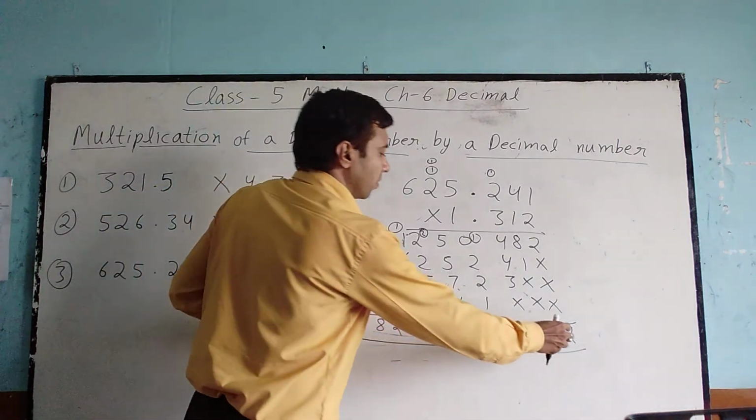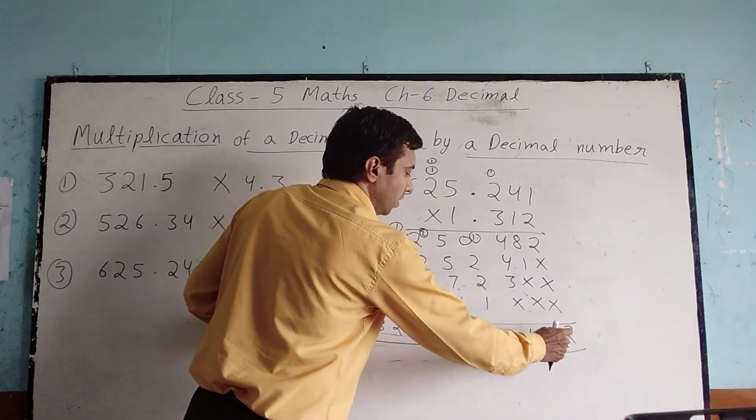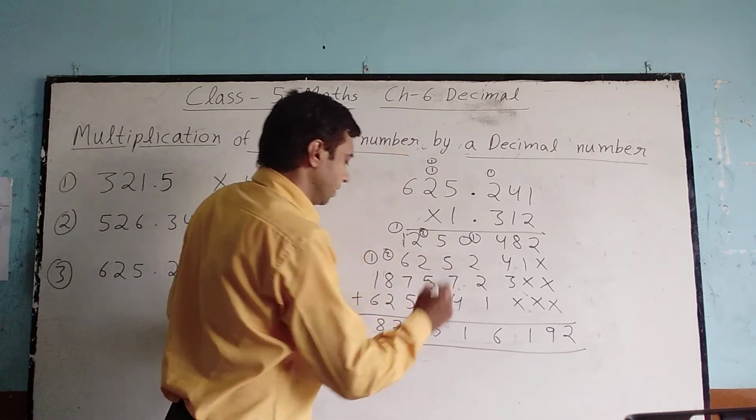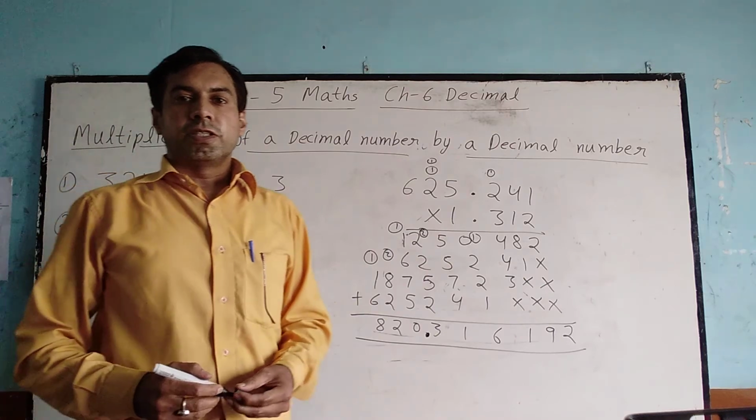So what we do? Counting from the right side, ones place: 1, 2, 3, 4, 5, 6. We will put the decimal here. This is our product.